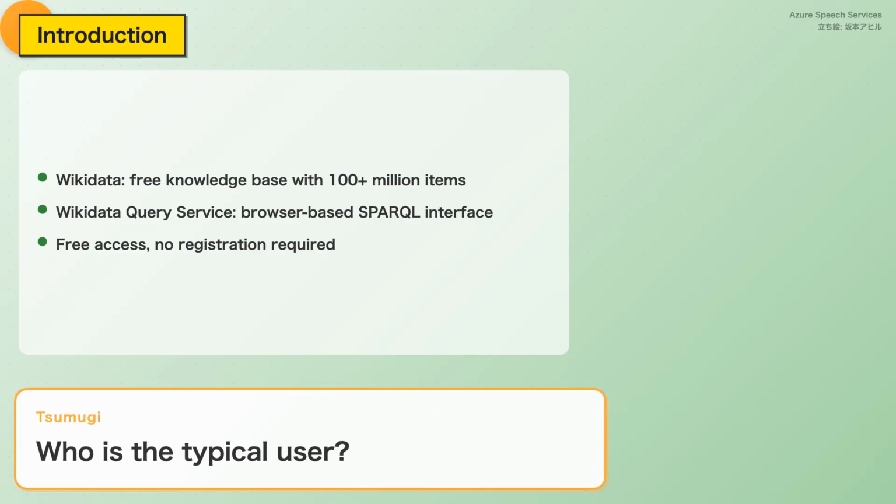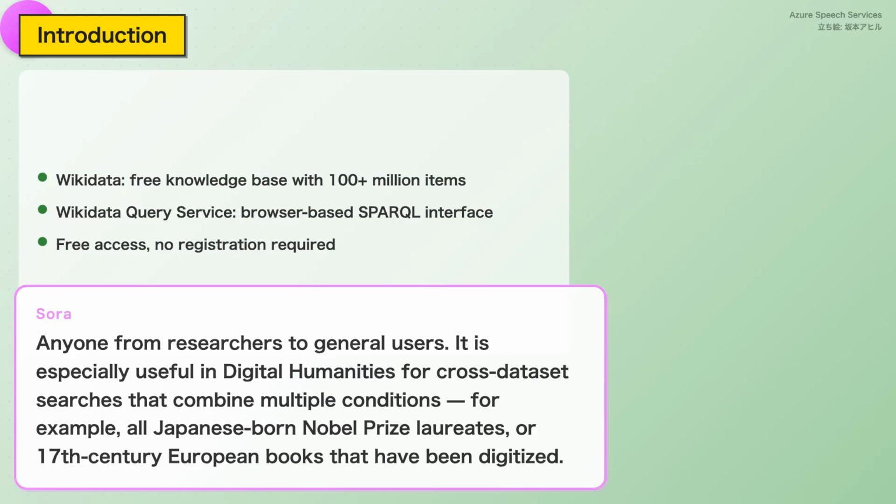Who is the typical user? Anyone from researchers to general users. It is especially useful in digital humanities for cross-dataset searches that combine multiple conditions, for example, all Japanese-born Nobel Prize laureates, or 17th-century European books that have been digitized.